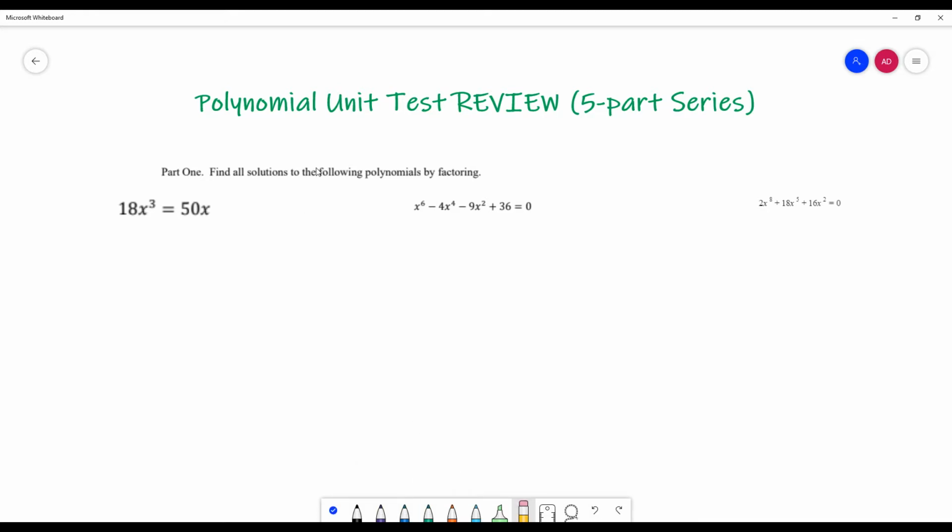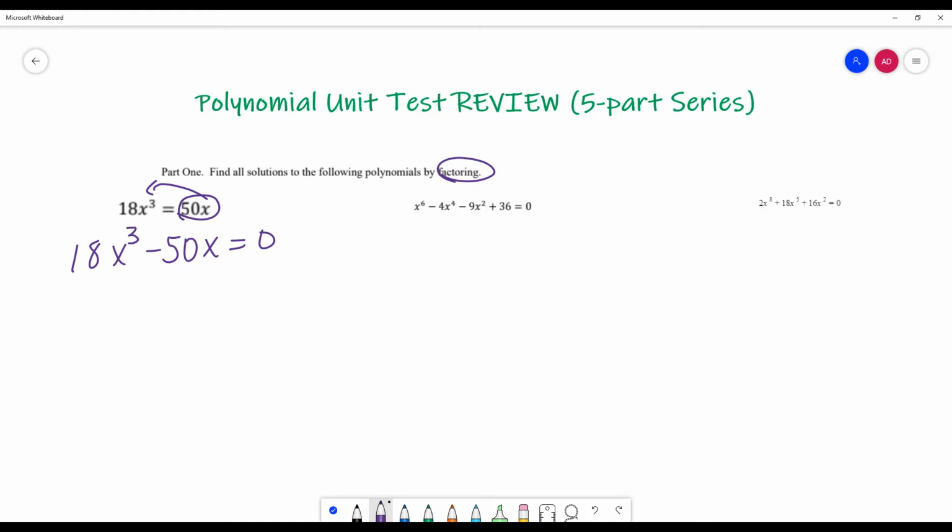Okay, here we go. The first one, part 1, says find all the solutions to the following polynomials by factoring. With factoring, you're just recalling that you always have to make sure that you set the polynomial equal to 0. So whenever you're asked to solve a polynomial, you're going to bring every term over to the other side. Remember, when I'm bringing a term to the other side, I have to do its additive inverse. I know, fancy, fun words. Okay, so here we go.